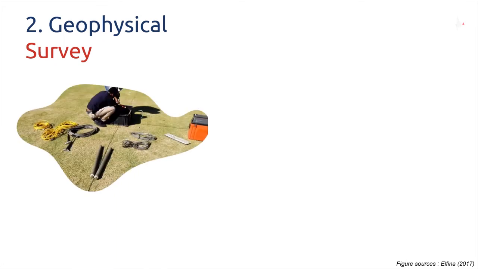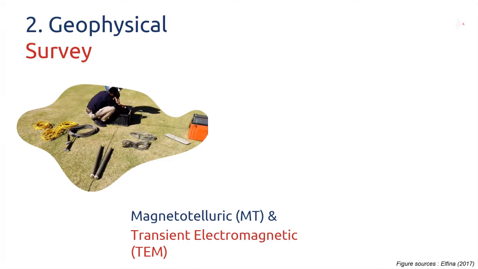The next G is the geophysical survey. Geophysicists will run some geophysical methods to understand the subsurface physical properties. Several methods can be used, depending on the objective of what we want to know. For example, in order to understand the resistivity profile of the subsurface, we can use magnetotelluric or MT and transient electromagnetic method or TEM surveys.